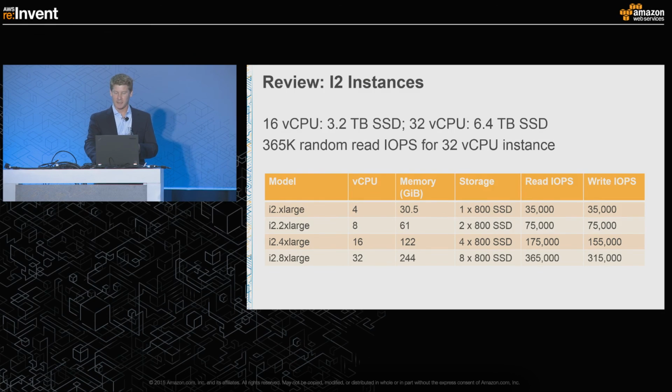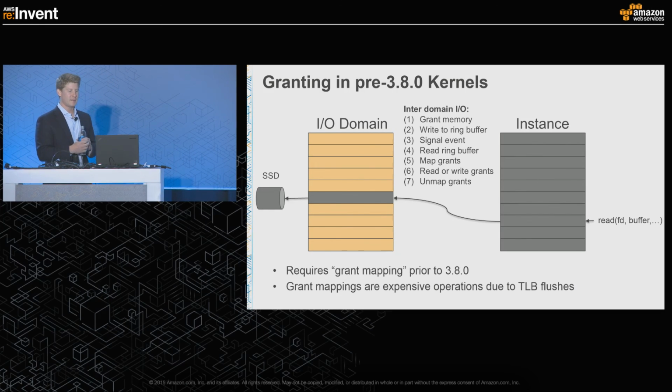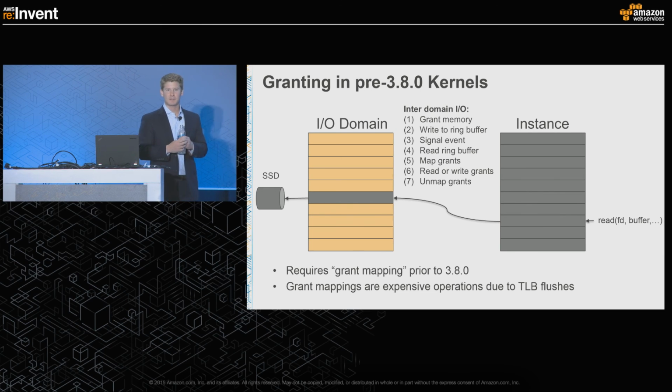So how do you actually get 365,000 read IOPS? Here's the process that I just described. And so in the chart, the blocks on the right are the guest virtual memory, and then you have the virtual memory of the I/O domain. And the steps are that the instance actually grants memory to the I/O domain, and it does so through a hypercall to the virtual machine manager. It writes the commands it wants, the operations it wants to execute, to the communication ring buffer.